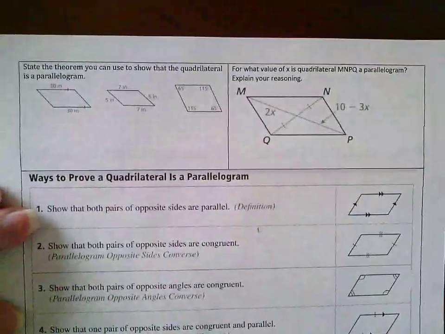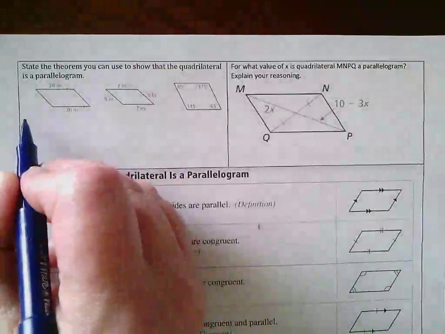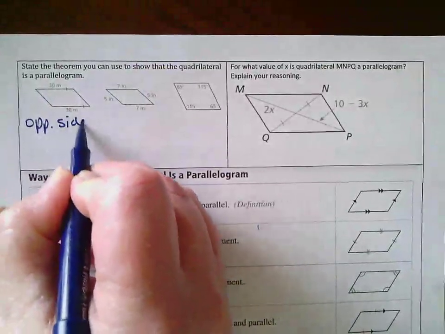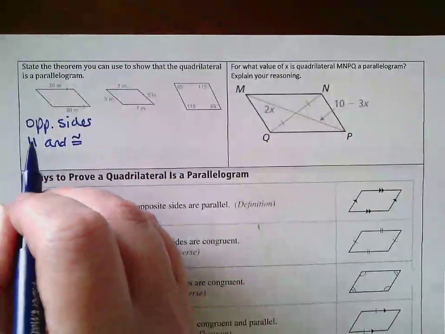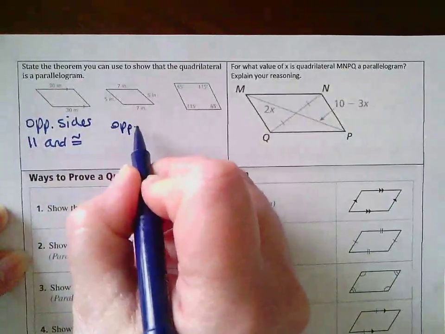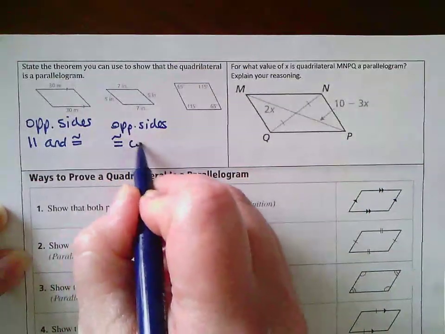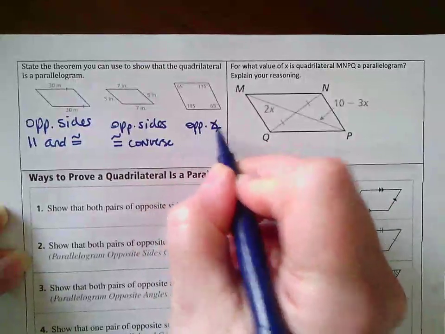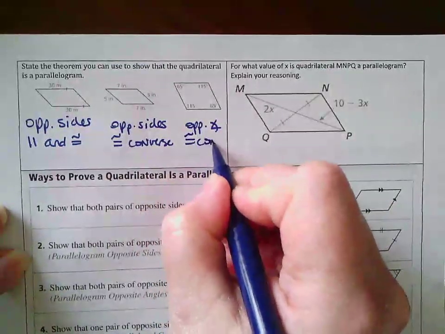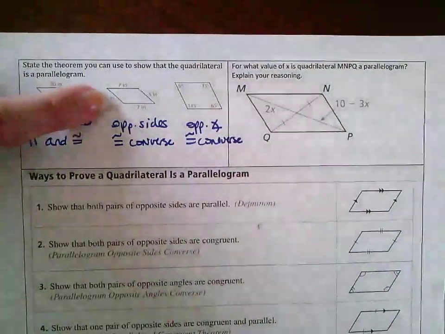A couple of things. State the theorem you would use to show that the quadrilateral is a parallelogram. You would say here that opposite sides are parallel and congruent. Opposite sides congruency converse, and opposite angles congruency converse. So those are the theorems that you would use to show that this is a parallelogram, or this, or this.